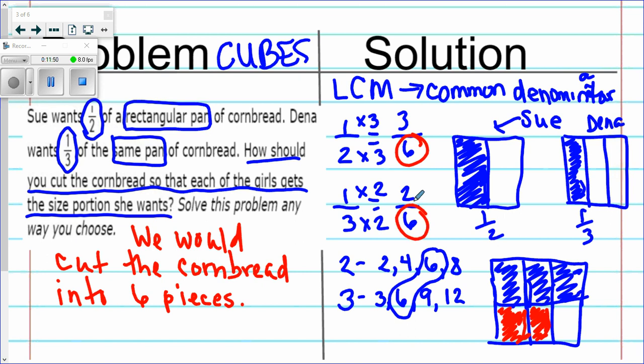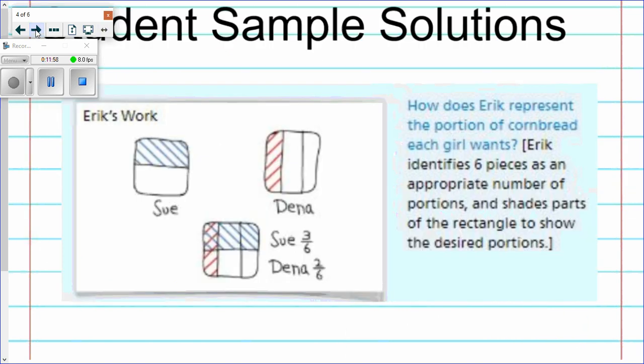Let's take a look at how some other people might have solved this problem, and it may be similar to the way that you solved it as well. Here's Eric's work. Eric did some work similar to what we did, except he just did the drawing visual portion of our work instead of finding least common multiple to find common denominator. But he got the same answer that we did. He knew that he would have to cut that into 6 equal pieces in order to give Sue 1/2 or 3/6 of the cornbread and to give Dina 1/3 or 2/6 of the cornbread.